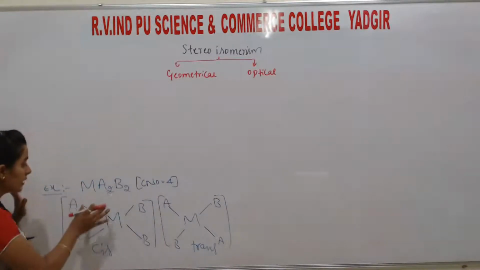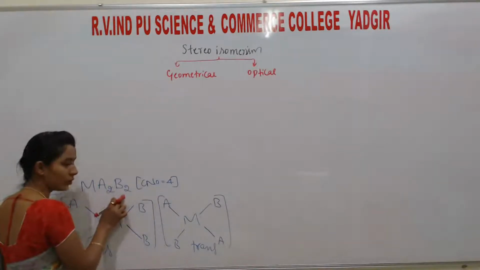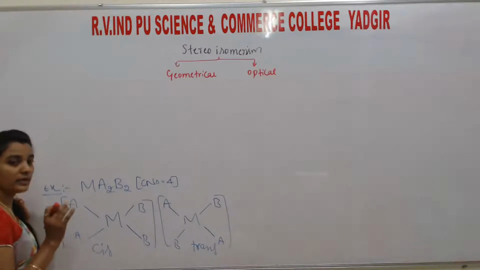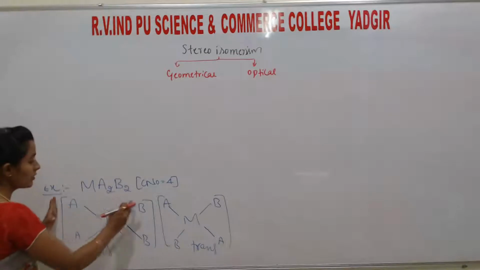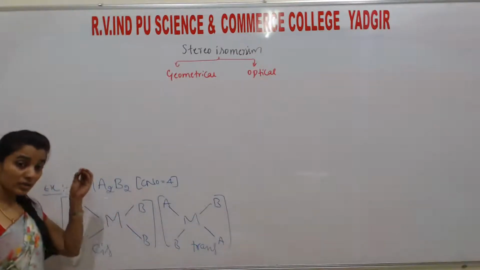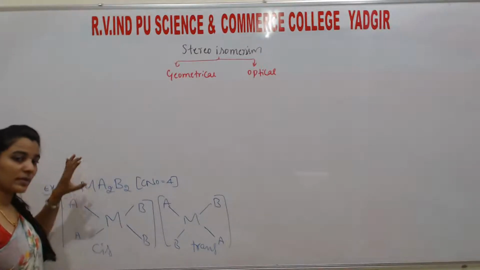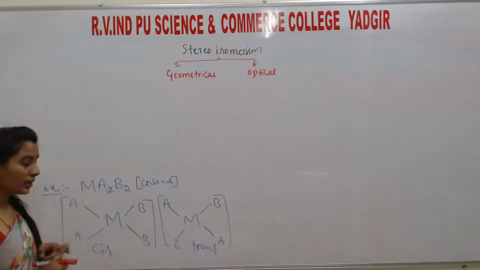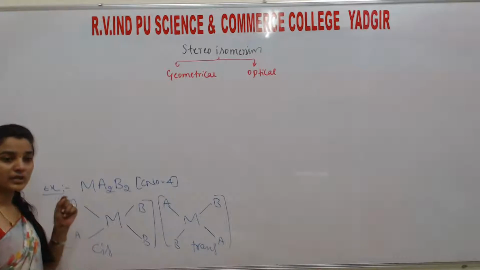So listen, here the molecular formula of both the compounds is MA2B2 only. Correct? The molecular formula of the compound remains the same. Next, the structural formula: this is also in square brackets, this is also in square brackets. The structural formula is also the same. Molecular formula is the same, as well as structural formula. But the only difference is what? Arrangement of atoms in the three-dimensional space.